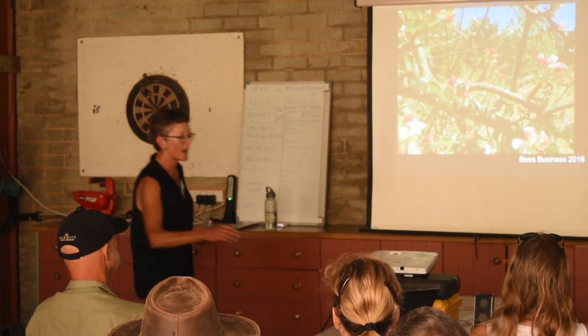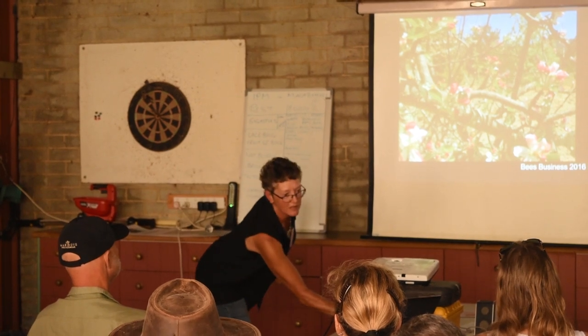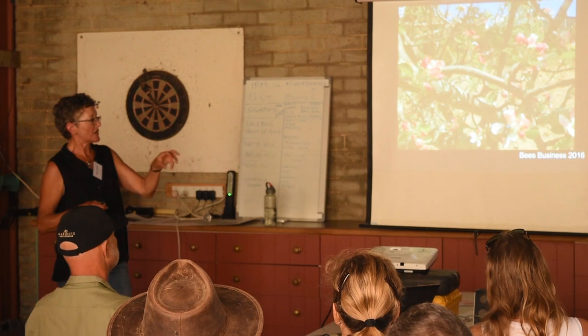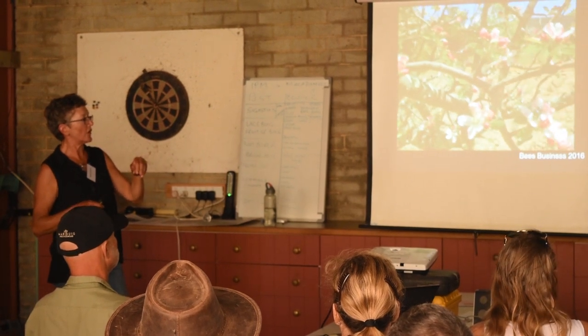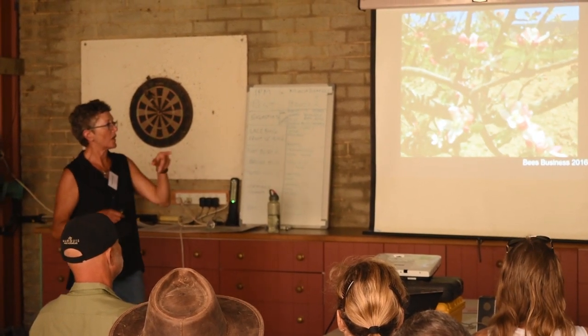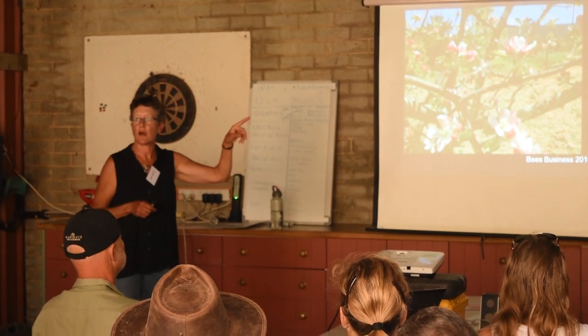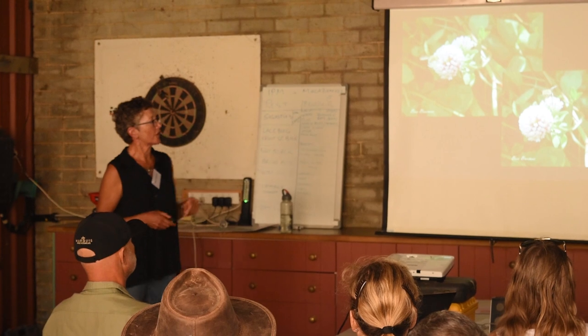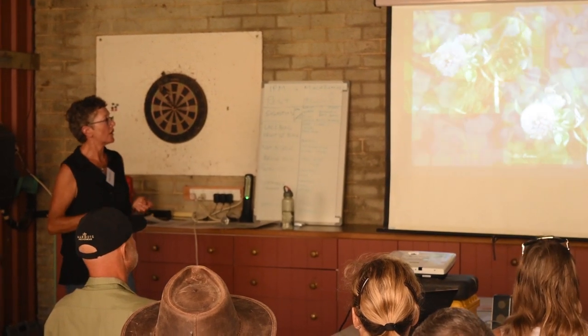This is a carpenter bee, and she's got a really hairy face. And just imagine how much pollen she could transfer off her face every time she visits that apple flower. And we had an awesome crop that year. This is fodder crops, blue banded bees on clover.